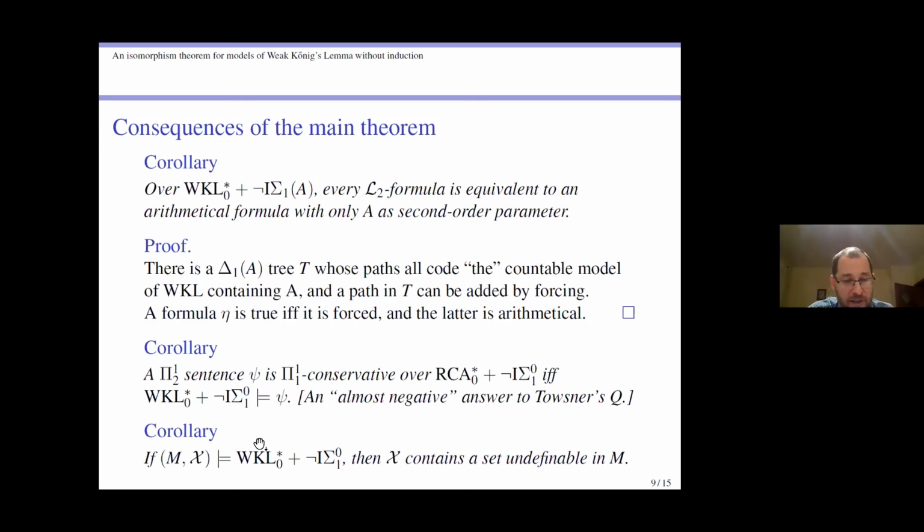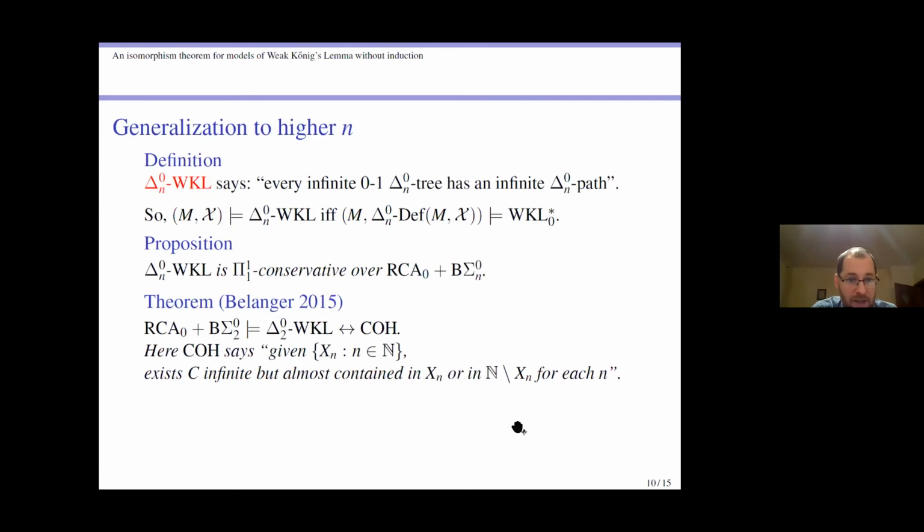If you have a second order universe satisfying weak Kőnig's lemma over failure of induction, then it contains a set that not only isn't low, it can't even be arithmetical. It's not definable in the first order part of the model. Yeah, a comment on generalizing this to higher levels of the arithmetical hierarchy.